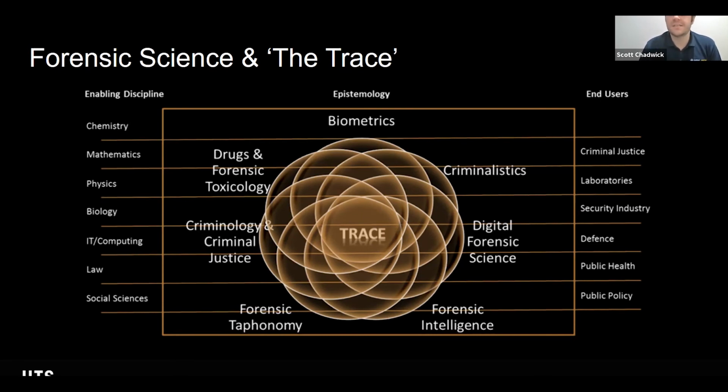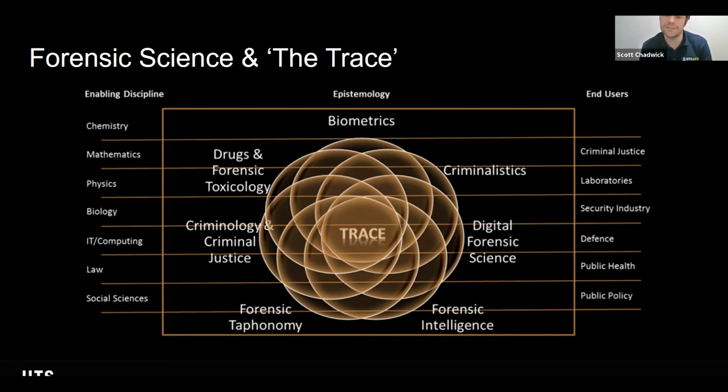And we can see why we do this, because the understanding of forensic science is not just a single area, it's actually an overlap of many different disciplines and areas. So for instance, if you look on the left-hand side of our diagram here, in order to better understand forensics, we need to have some understanding of chemistry, maths, physics, biology, IT, law, and the social sciences.